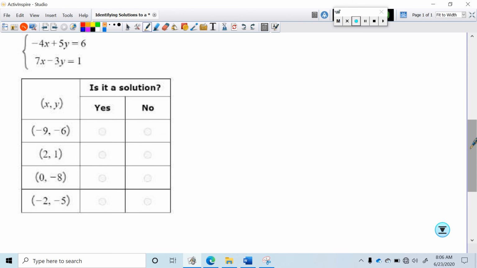Okay, so for the next one, I'm going to use a different method because y is not by itself. So let's come over here and write these down. 7x minus 3y equals 1. Okay, what I'm going to do is I'm going to switch the numbers, not the signs, just the numbers in front of x. So I'm going to put a 7 here and a 4 here. Notice I didn't put the negative 4, I just put the numbers themselves because they're already opposites, and I'm going to show you what that does.